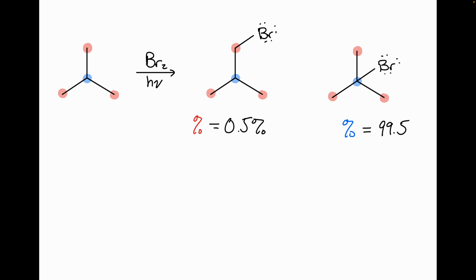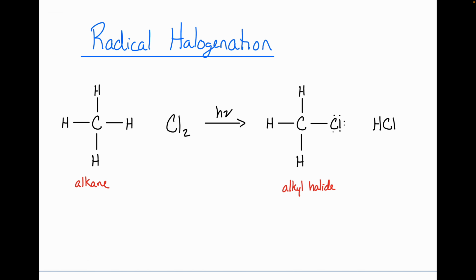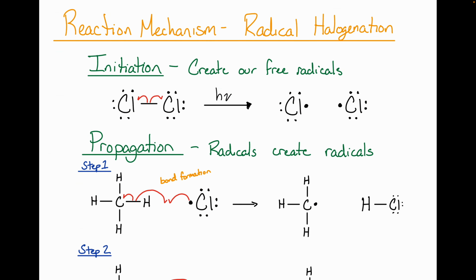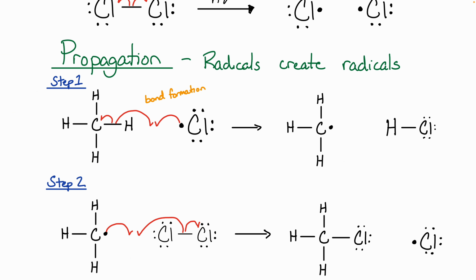Okay? Bromine, we say, is more selective. It very much more favors the more substituted carbon compared to chlorine. All right? And the reason why that is a little bit complicated, but it actually has to do with what the other product is in that step, that first propagation step, that hydrohalic acid.